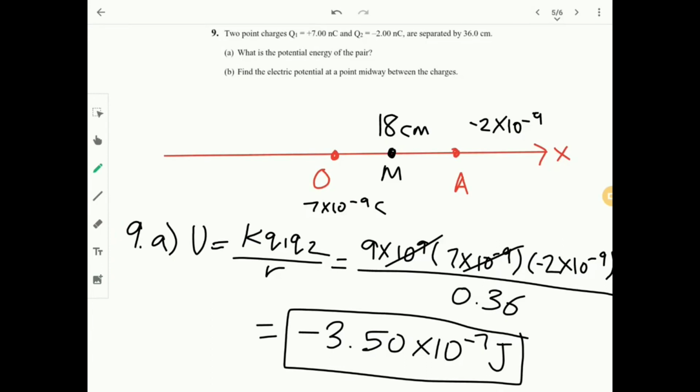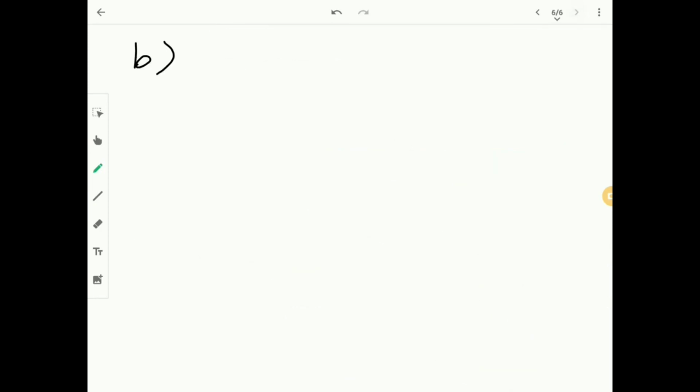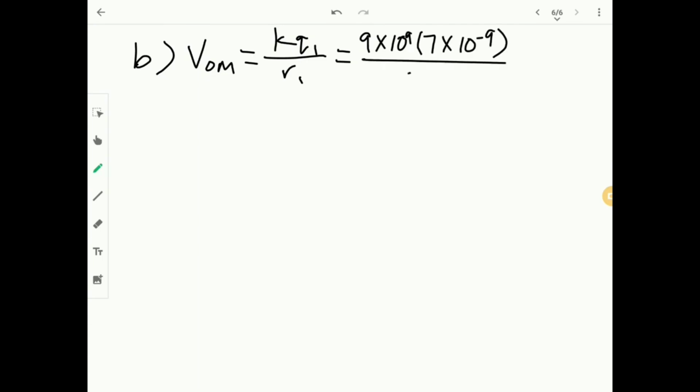I've called this point M because it's the midpoint. It is 18 centimeters from both sides. We should know that. Let's call VOM the electric potential due to the origin charge on M. So it's K Q1 over R1, which is 9 times 10 to the 9 times 7 times 10 to the power minus 9 over 0.18. Cancels, we should get 350 volts.